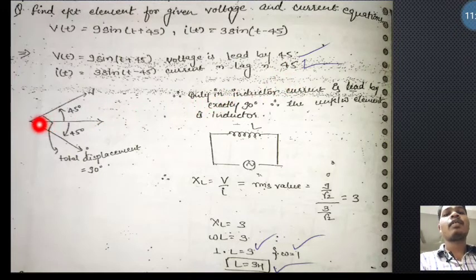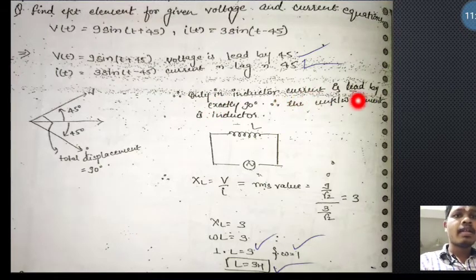So see this picture. This is the current lagging by 45 degrees, and this is the voltage leading by 45 degrees. So the overall angle is 45 plus 45, which is 90 degrees. Okay, so only in the inductor is the current lagging by exactly 90 degrees, so the circuit network element is inductive in nature. So XL is equal to V divided by I, that is the RMS value.